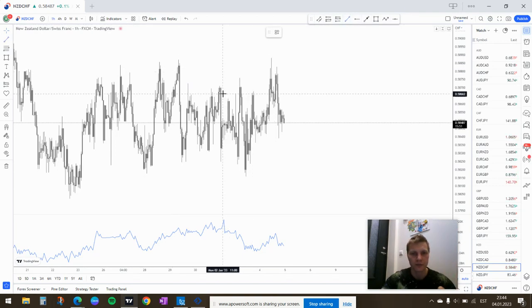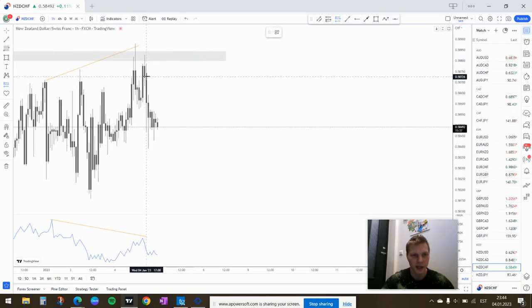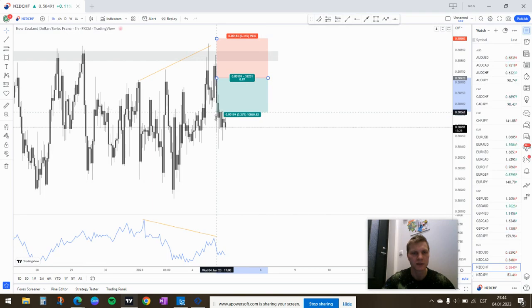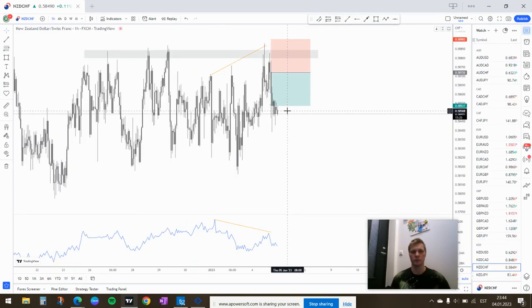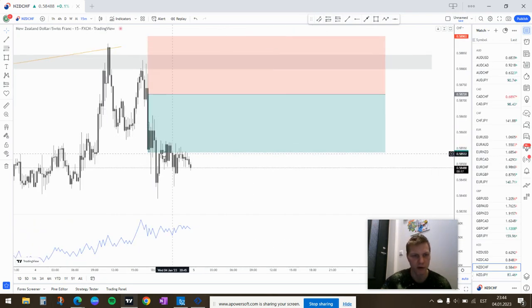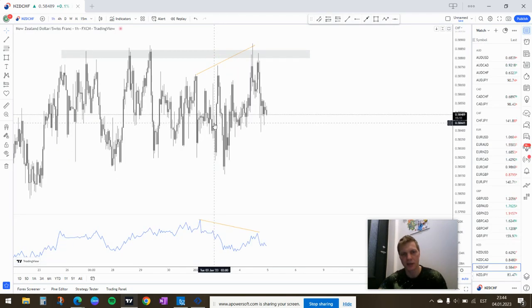NGDCHF made a really good divergence from here, resistance, right? Spot on, beautiful divergence. Had I seen this at five, I wasn't behind the computer, unfortunately, but this would have been an amazing trade. Half an hour, another half an hour, 15 minutes, and I would have made $100. But it is what it is.